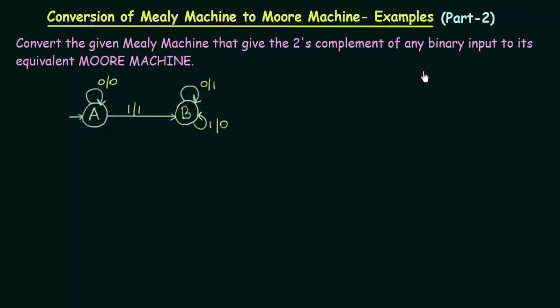In this lecture, we will be seeing another example of conversion of Mealy machine to Moore machine. So here is our question. Convert the given Mealy machine that gives the 2's complement of any binary input to its equivalent Moore machine.